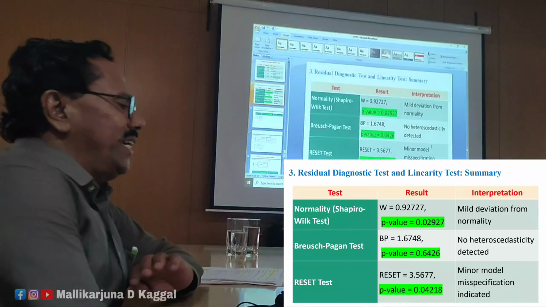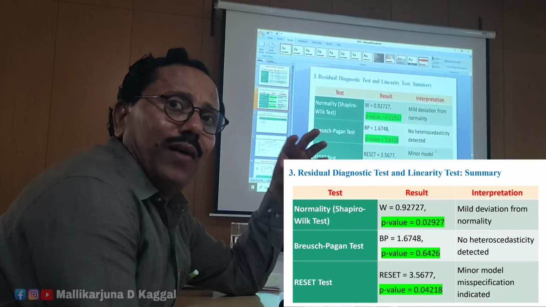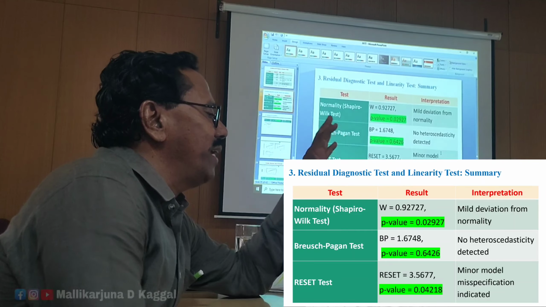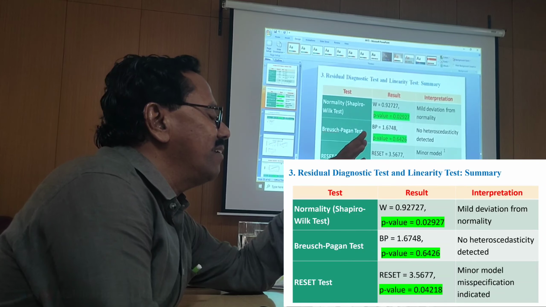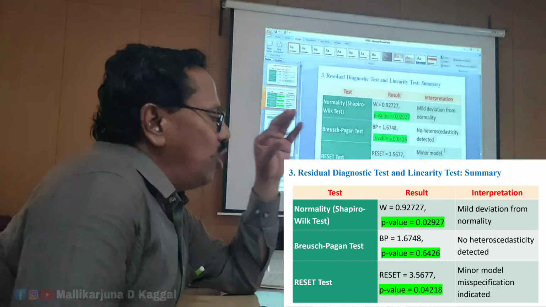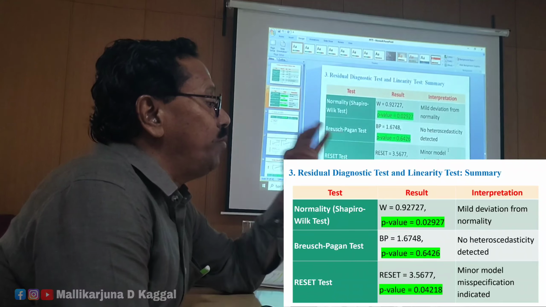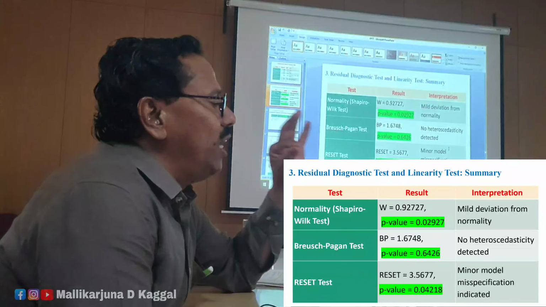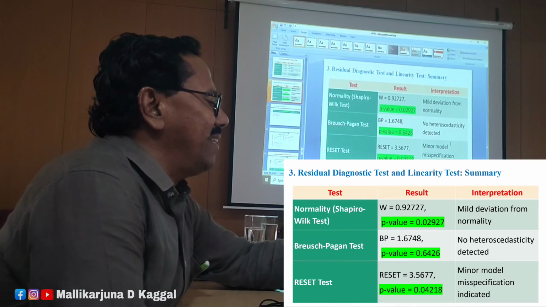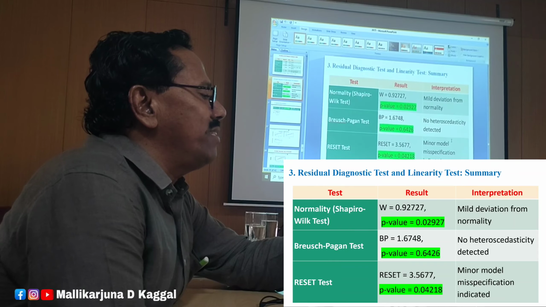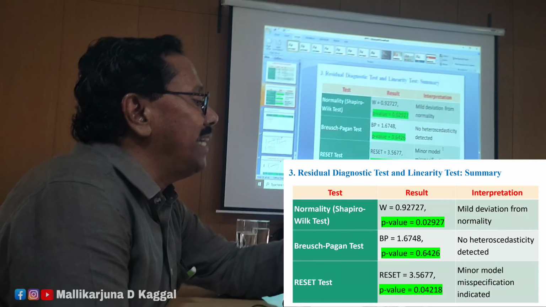Initially we do the reset test, then finally, after getting the result, we want to validate our result through residual analysis. Normality test, homoscedasticity test, and one more, autocorrelation. In all three cases, we want the null hypothesis to be accepted, where your p-value should be more than 0.05. But in my case, in normality, my p-value is 0.05. Hence, my residuals are not normally distributed.